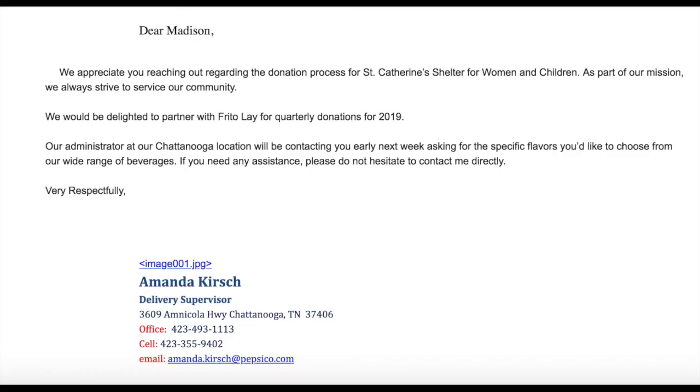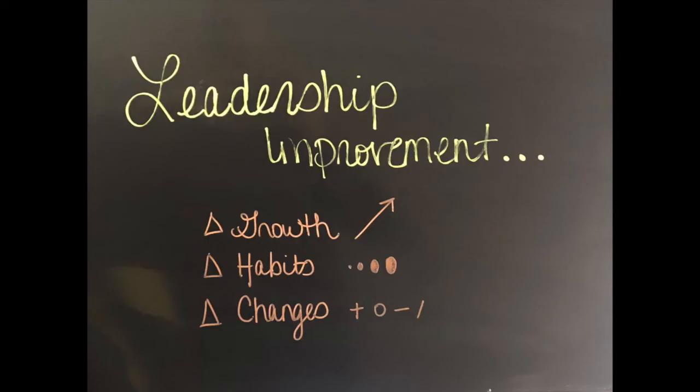So after doing that, I was in contact with the director of donations, and it was also brought to my attention that Pepsi had also never been in contact with the kitchen. And luckily for me, my wife is the delivery supervisor, which means she's in charge of donations at the Chattanooga location. And we are now in process of getting a Pepsi beverage donation on a quarterly basis.